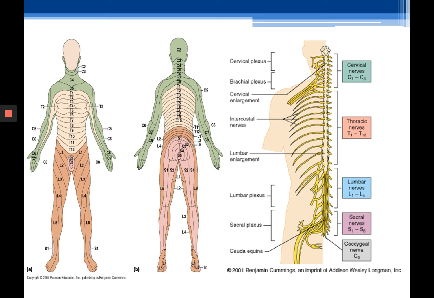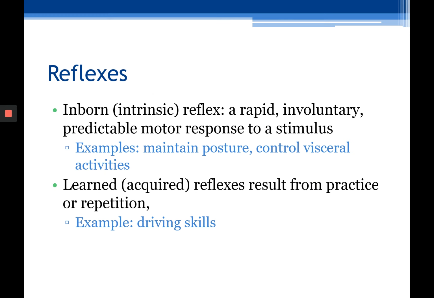So here we can just see a basic overview. C1 through C8 for the cervical nerves, T1 through T12 for the thoracic nerves, and we're just correlating them to their vertebra. And then lumbar nerves are L1 to L5, sacral nerves S1 to S5, and then there's just one for coccygeal, but it actually gets C sub 0.